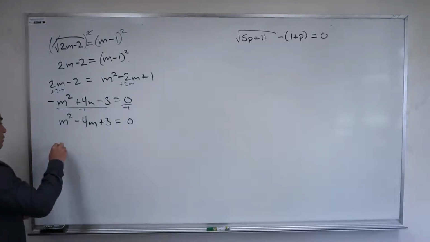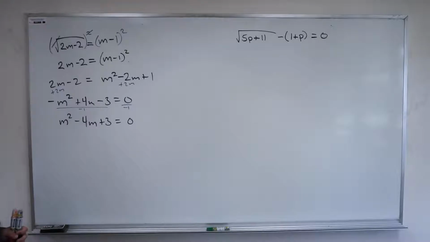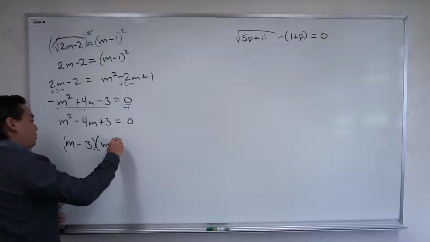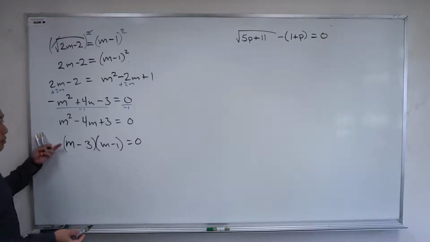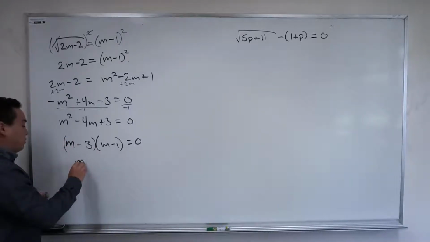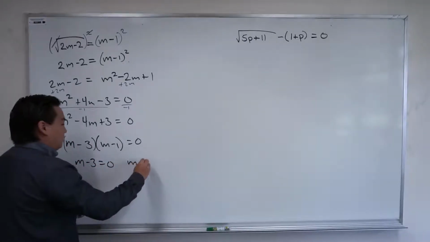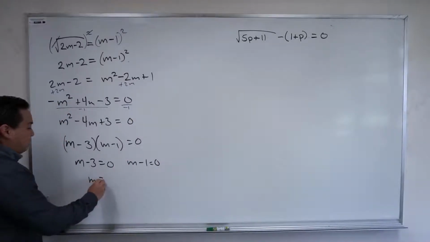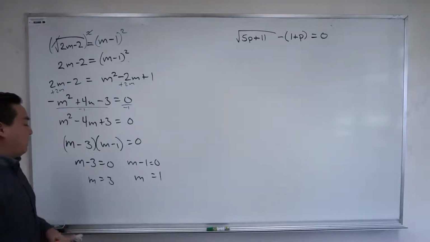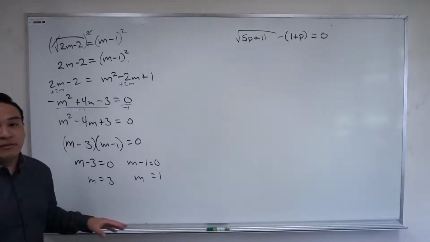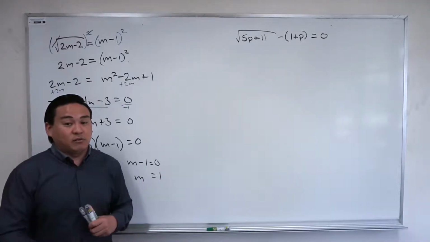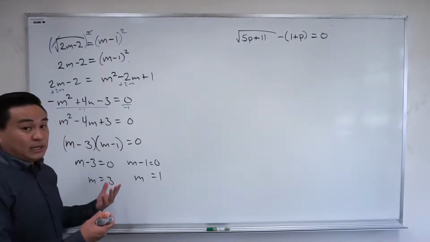So can we factor this? m minus 3, m minus 1. So m minus 3 times m minus 1 is 0. Again, back to a polynomial equation, right? When you factor it, set each of the factors equal to 0. So m here is equal to 3, and m here is equal to 1. So what we have here are two solutions, but whenever you have a function which has a restricted domain, meaning it's not negative infinity to infinity, you need to plug it back in to check.